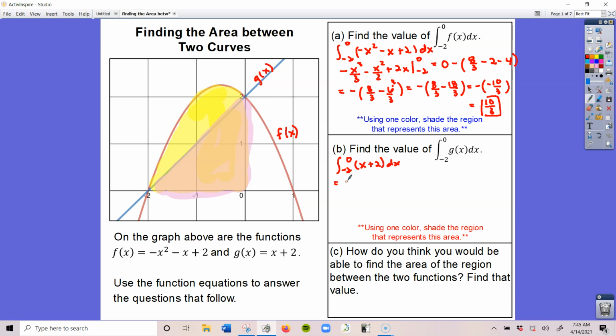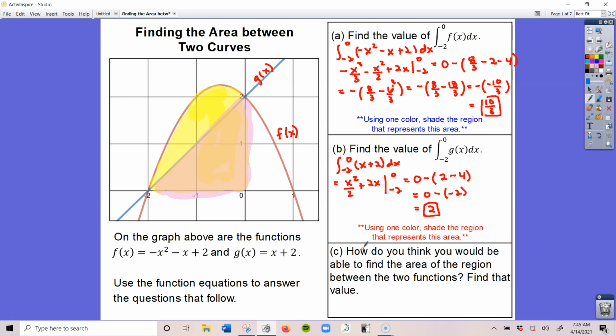And I would get x squared over 2 plus 2x, which we're again evaluating from negative 2 to 0. If I plug in 0, everything would just end up being 0. Minus, when I plug in negative 2, negative 2 squared is positive 4, and 4 divided by 2 is 2. Plus 2 times negative 2, which is negative 4. So what I end up with here is 0 minus negative 2. And so my final answer for that area would be 2.